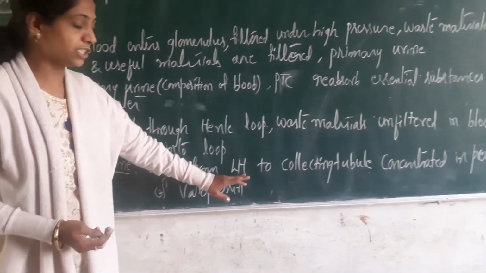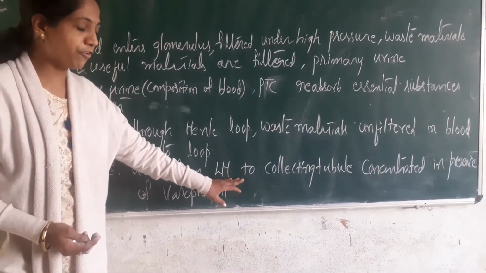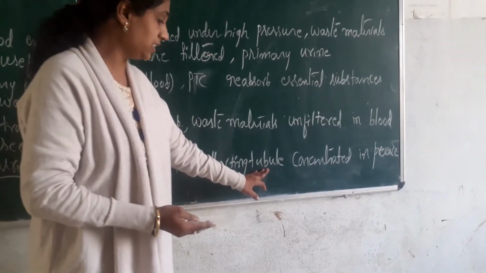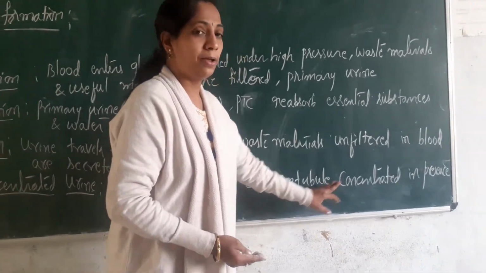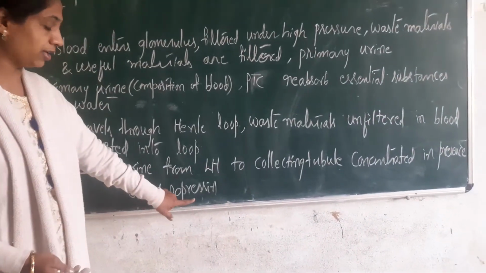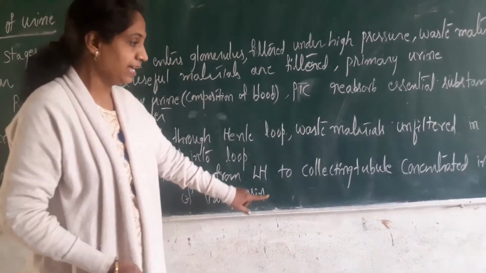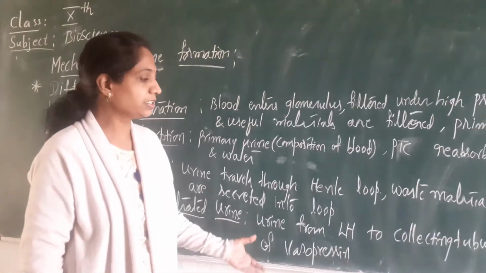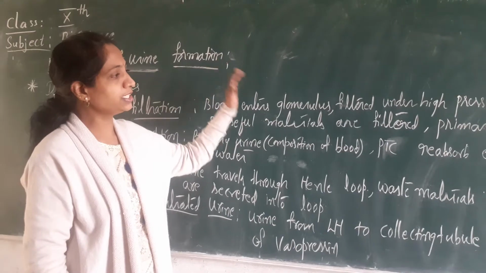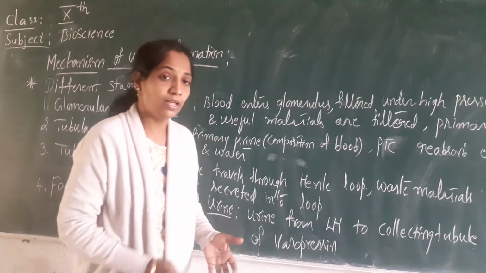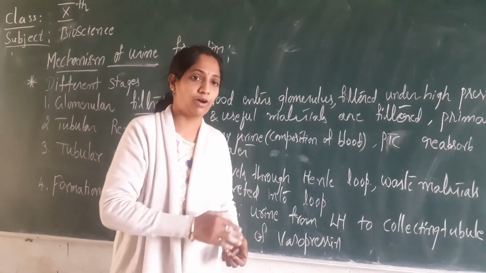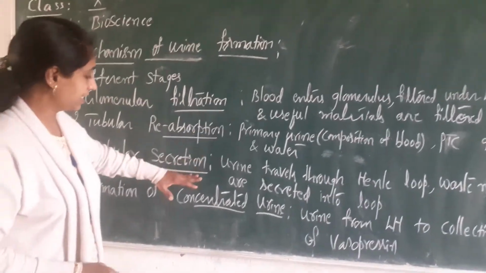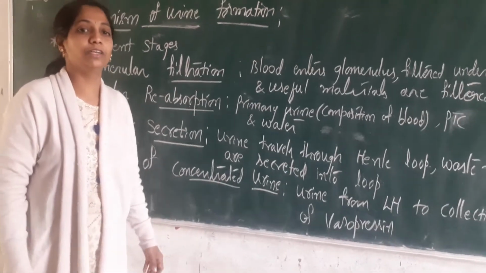The urine present in the loop of Henle will enter the collecting tubule, the next region, and in the collecting tubule, because of the chemical vasopressin, it becomes concentrated. So vasopressin helps in the concentration of the urine. So all these different stages, what do you understand? The different regions of the nephron help in the filtration, reabsorption, secretion and concentration of the urine.